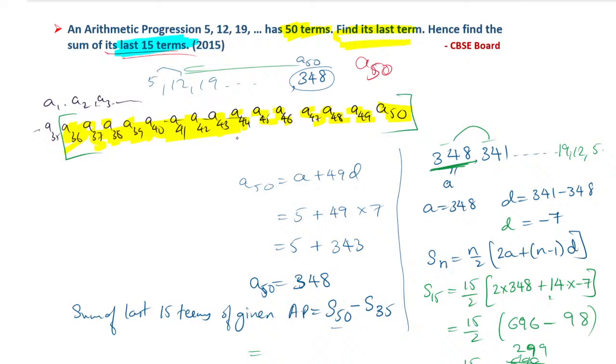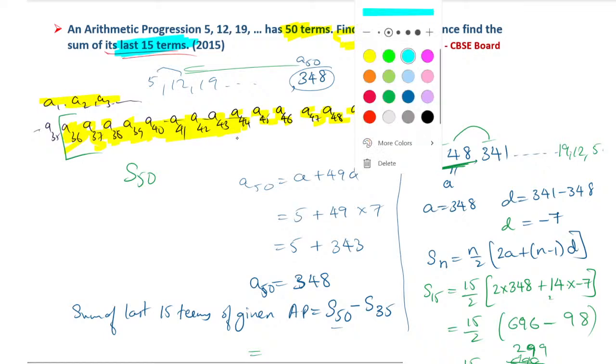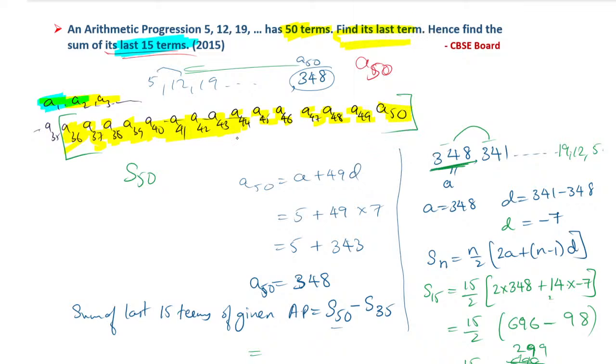For that purpose, the formula to find the sum of the last 15 terms is given by: first we have to find the sum of all the 50 terms, S50. From that we have to subtract A1, A2, A3, A4 till A35, because that value is not needed. So we subtract S35. This is the formula we are going to use.